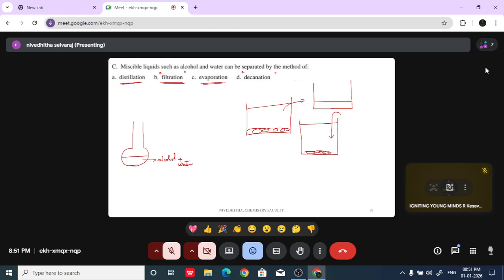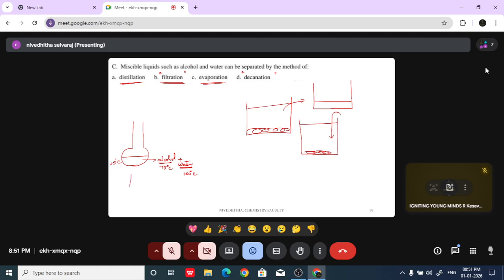We know the boiling point of water. What is the boiling point of water? 100 degrees Celsius. Yes, it is 100 degrees Celsius. The boiling point of alcohol is definitely less than 100. Let us say it boils around 75 degrees Celsius. Now, at room temperature, basically at 25 degrees Celsius, both the components will be in the liquid state. Now, we have to separate alcohol and water.